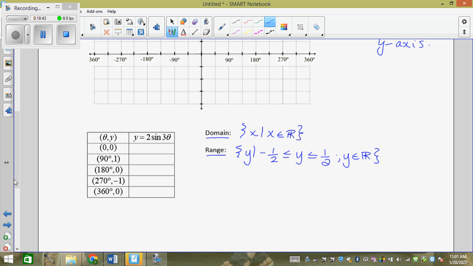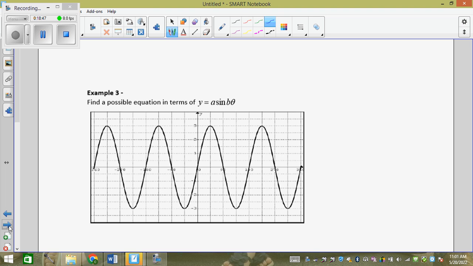So on the next page I give you graphs, and I want the equation of the graph. A is my amplitude, correct? What is my amplitude on this graph? It's 3 because it's centered so nicely, correct? 3 up, 3 down, which is 6 total. Half of that is 3. We agree? So my A value is 3 sine.